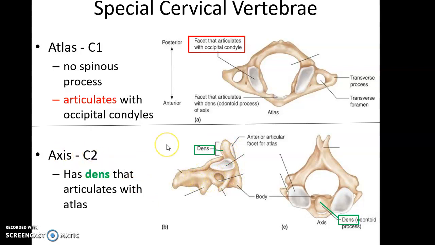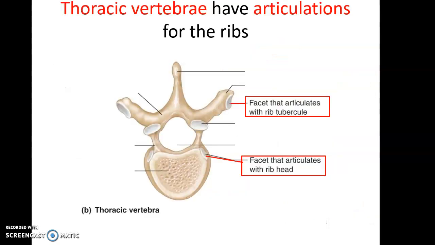The axis is the second cervical vertebra. It has this piece of bone sticking up superiorly. It's called the dens. So the dens sticks up, forms a joint with the atlas, allowing the atlas to pivot around the dens, allowing us to turn our head in the no motion.